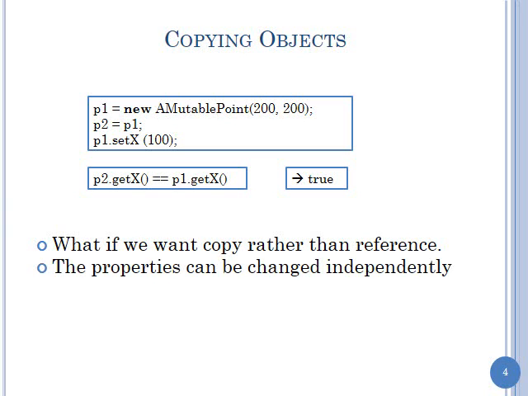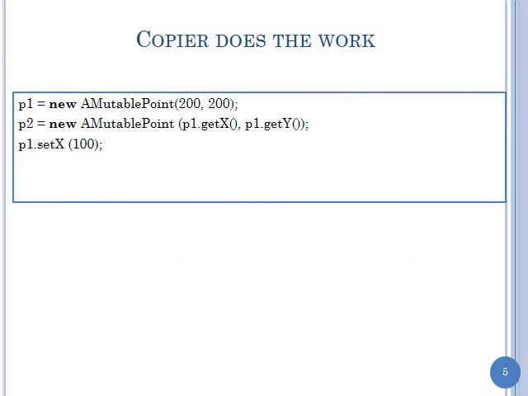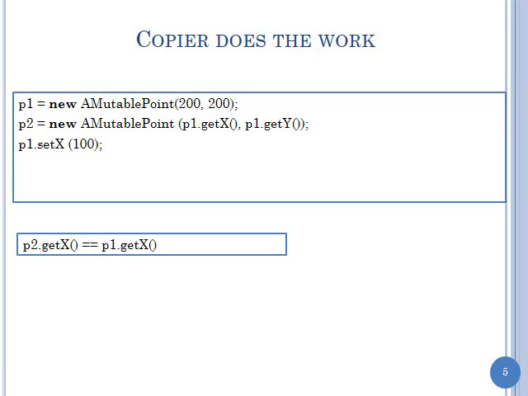So what do we want copied other than the reference? Okay. So then the properties can be changed independently, and we might want to back up something. There's lots of reasons why you want to copy. So I go and say P1 is assigned new Cartesian point 200, 200. I say P2 is assigned new Cartesian point, and this is how I'm going to create a copy. I say P2 is assigned new Cartesian point P1.getX, P1.getY. I say P1.setX(100). Now, if I say P2.getX equals P1.getX, the answer is finally false. Okay. So we didn't need clone. We can do our cloning.